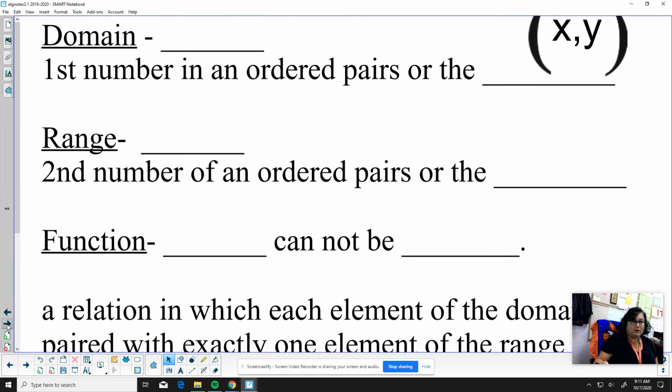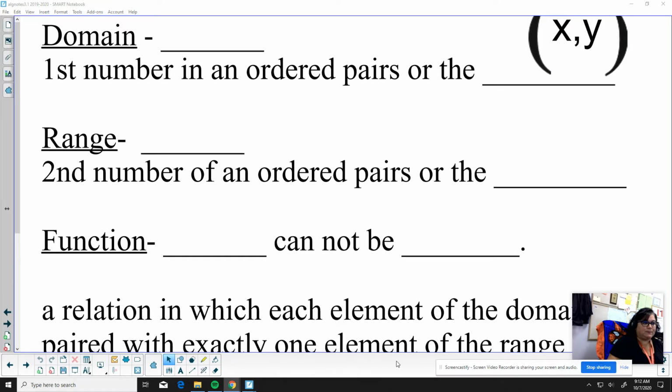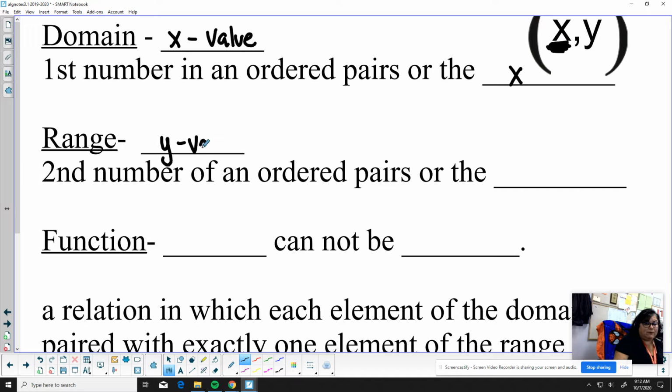All right, so you're going to want to press pause and write these down because these definitions are important. They kind of play to the rest of the chapter. The domain is the x value. It is the first number in the ordered pair. So if there's an x value, it'd be first. And the range is the y value, or the second number in the ordered pair, or the y.